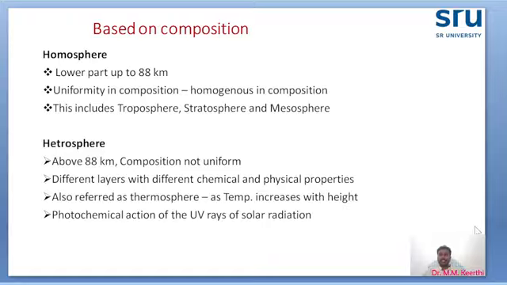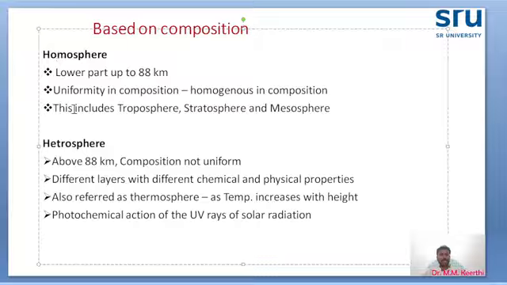Next, based on the composition, we are dividing the atmosphere into two. One is the homosphere, another one is the heterosphere. Homosphere means the troposphere, stratosphere and mesosphere, up to a height of 88 kilometers. It is homosphere because in these three layers the composition is almost homogeneous in nature.